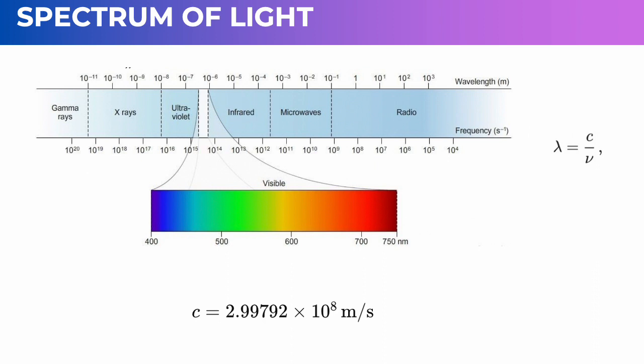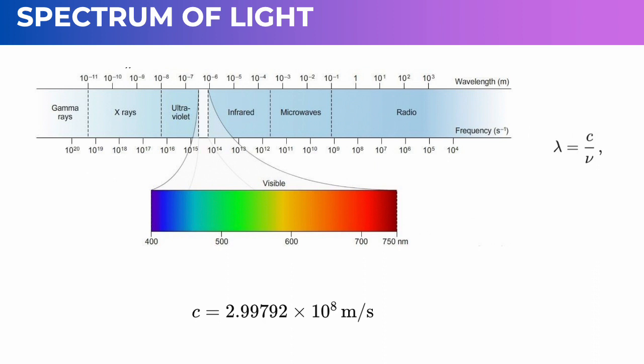The speed of light is always constant, so it's 2.99 × 10^8 meters per second. And light is divided into different regions. On the far left, which is the highest frequency, we have gamma rays, then x-rays, ultraviolet, the visible region, then the infrared, microwaves, and radio waves, which have the highest wavelengths. As we go this way, the wavelength increases. As we go this way, the frequency increases.